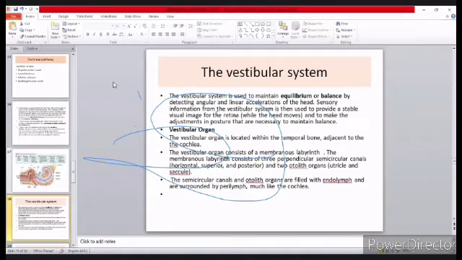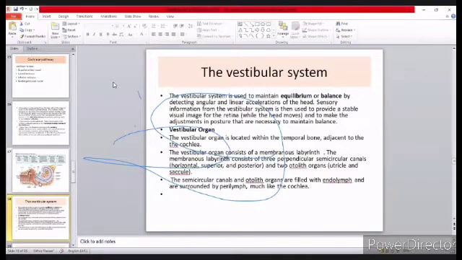So the sensory information from the vestibular system is used to produce a stable visual image on the eye. What we're talking about is the eye has to be able to see that the head has moved, and then how can I help it stay still in that particular position? So we have the vestibular organ, which is located in the temporal bone adjacent to the cochlea. We're talking about the semicircular canals and the vestibule, which contains the utricle and the saccule. So the vestibular organ consists of a membranous labyrinth.